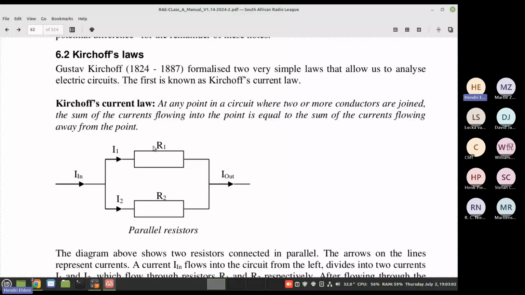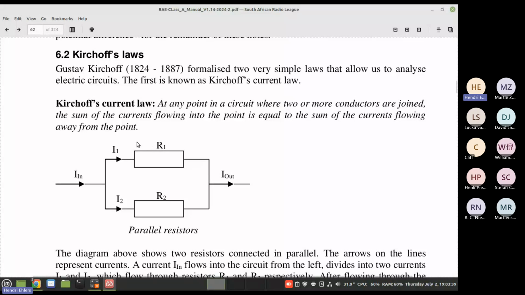Now, there was a German physicist, Gustav Kirchhoff. He lived from 1824 to 1887, and he formulated two simple laws. The first one is about current. At any point in a circuit where two or more conductors are joined, the sum of the currents flowing into the point is equal to the sum of the currents flowing away from that point.